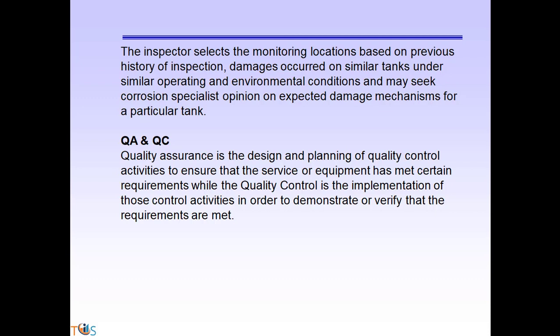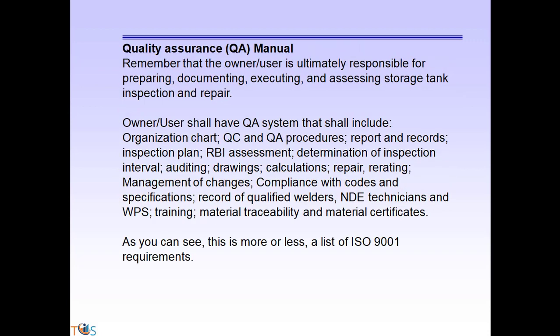QA and QC. Quality assurance is the design and planning of quality control activities to ensure that the service or equipment has met certain requirements, while quality control is the implementation of those control activities in order to demonstrate or verify that the requirements are met.